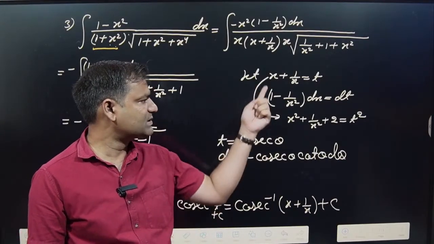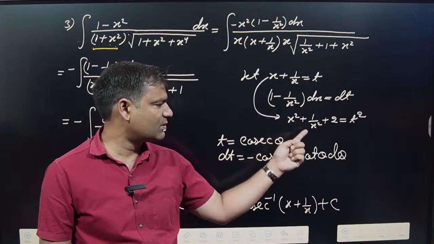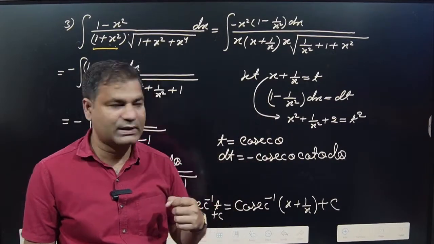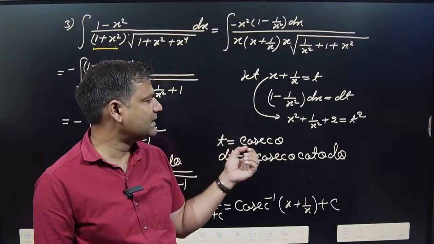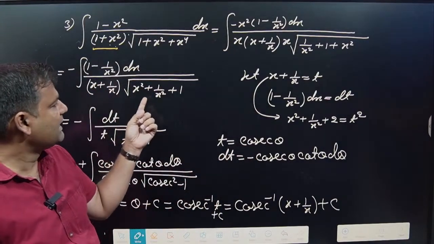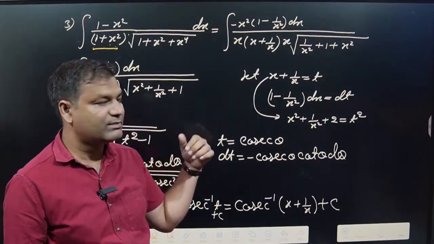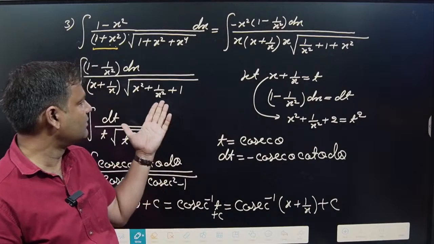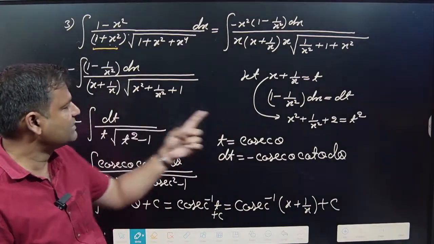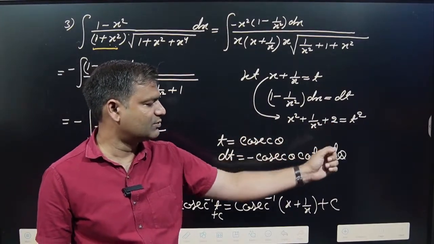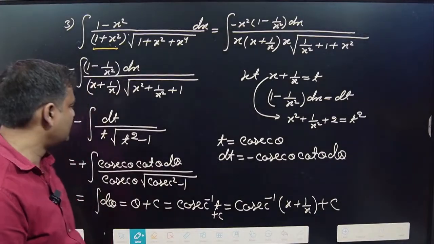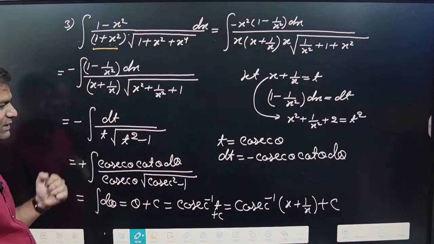After that, if we square both sides, we get x square plus 1 upon x square plus 2, which equals t square. So you can say that x square plus 1 upon x square is replaced by t square minus 1, because here it is plus 2. So we put that value here, and then we get this.